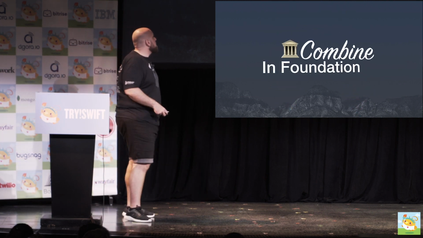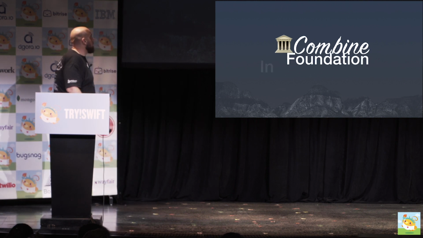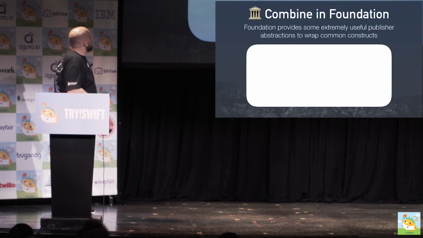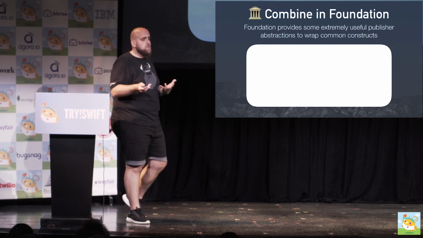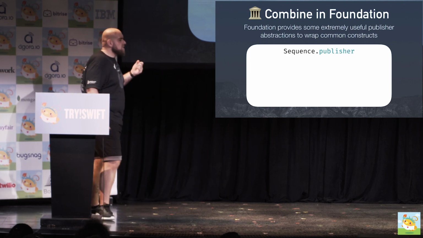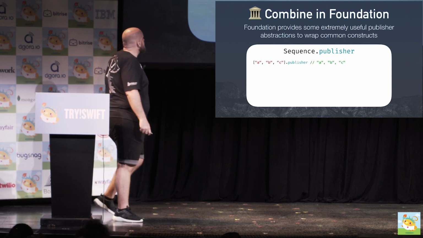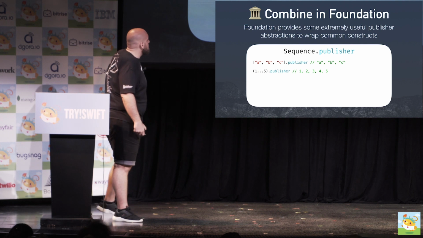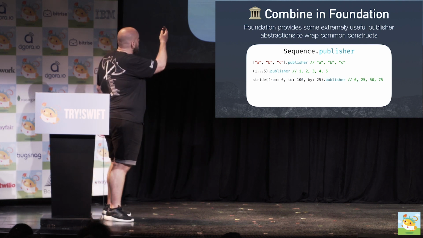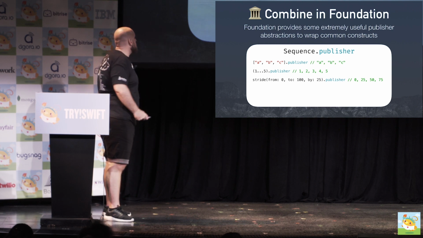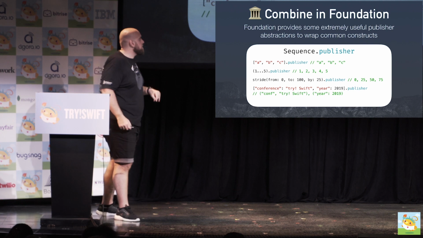From here, I want to move on to how Combine lives inside Foundation APIs, a very interesting topic as well. So Foundation provides some really useful publisher abstractions for the things you do in your daily life. First of all is sequence.publisher. You saw it already used a couple of times. Basically, if you do .publisher on any kind of sequence, you will get a publisher that emits the values of that sequence. Here's an array, a range, a stridable, and it even works on a dictionary, in which case it emits key value pairs of the dictionary.